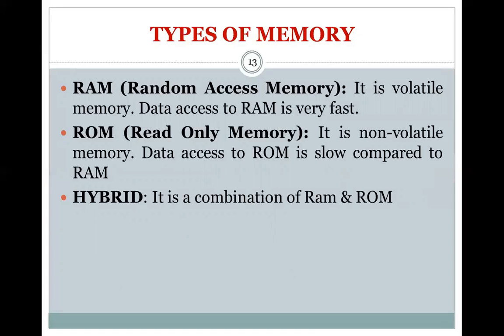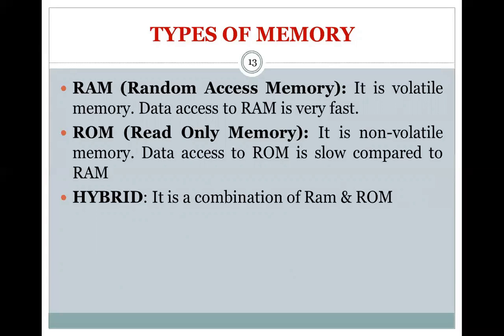And coming to the ROM, it is read-only memory. That means once the data is present, we can only access the ROM for reading. We cannot write into that. Data at any memory location can only be read. It is a non-volatile memory, that is, contents are retained even after electricity is switched off and available after it is switched on. And one more difference is data access to ROM is slow compared to RAM.